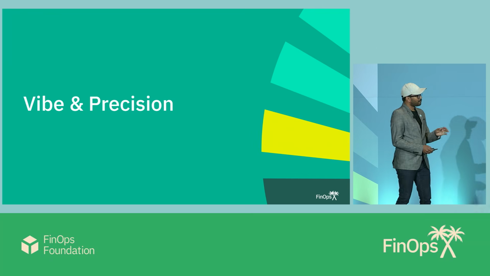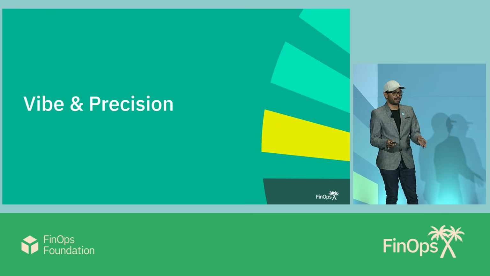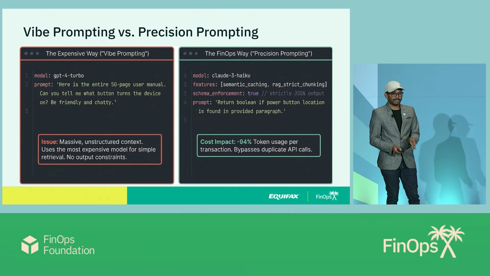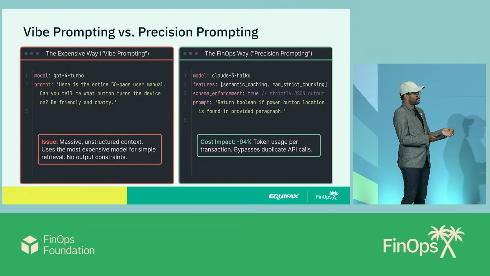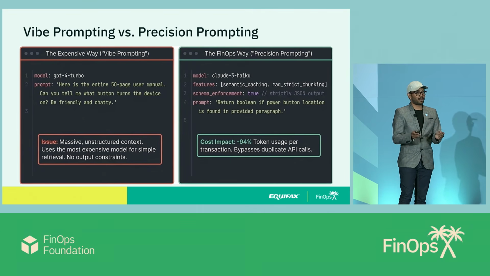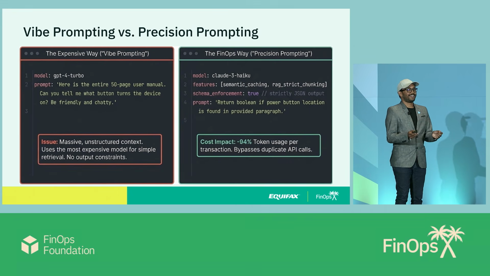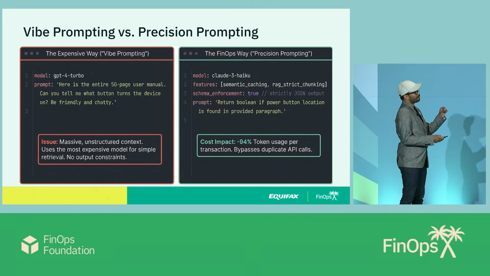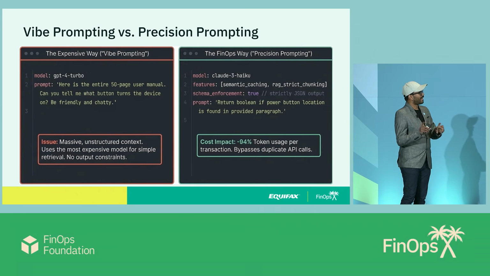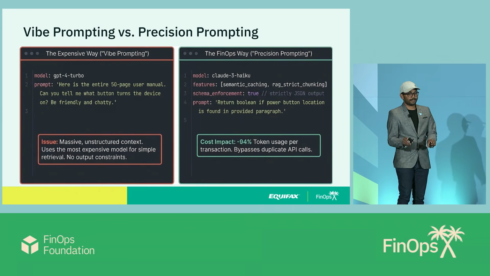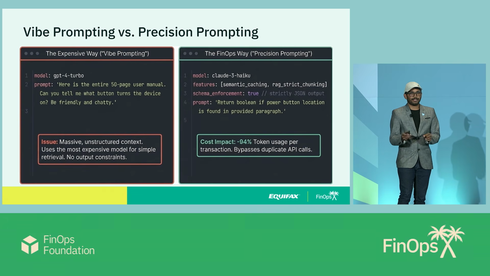And with that, I would like to slowly jump into the topic of vibe and precision coding. This is where token wastage, token optimization and token economics are all about. I'm going to concentrate on vibe-based coding and the FinOps way of coding. That's where the most volatile layer of this AI era is.